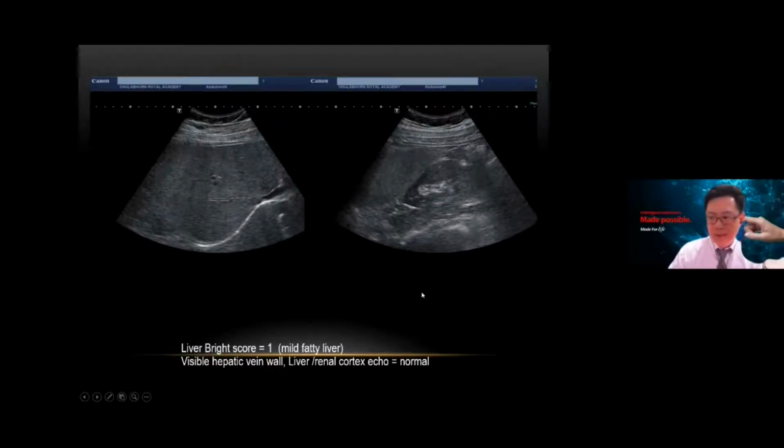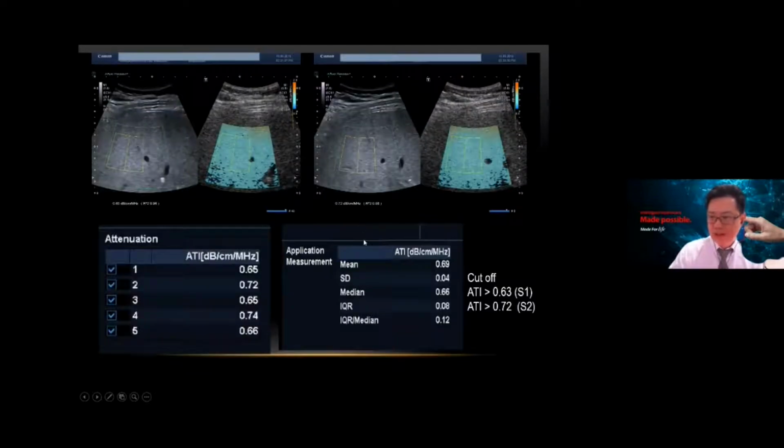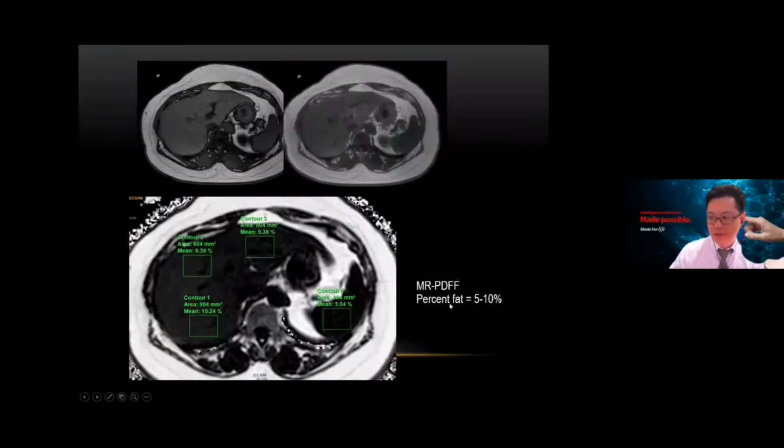So this is an example of mild fatty liver from B mode. In B mode, you can see the mild fatty liver compared with the renal cortex. The ATI measurement is 0.69, which falls into mild fatty liver, S1. The MR PDFF is around 10% fat, which corresponds to mild fatty liver. They go along with each other.